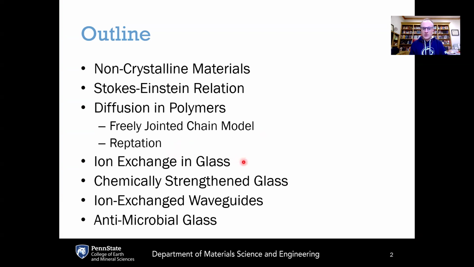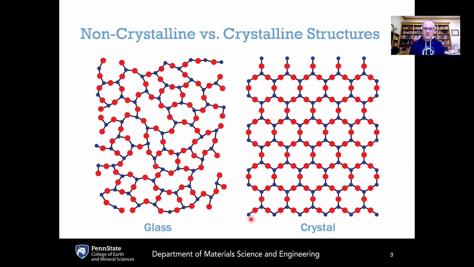From there, we're going to switch over to glasses, and this is going to be a more application-focused lecture with respect to diffusion in glasses, where we're going to deal with the ion exchange process, which is the process by which chemically strengthened glass is made. And we're also going to cover ion exchanged waveguides and anti-microbial glass. So let's dive in here.